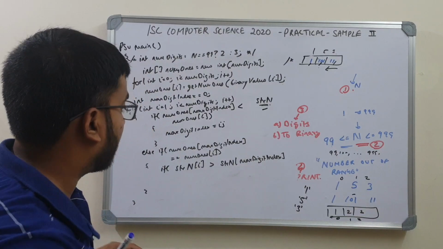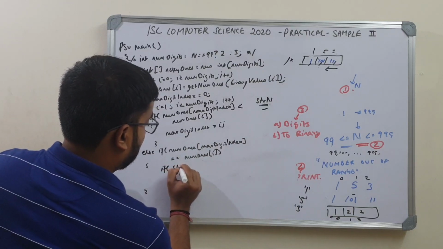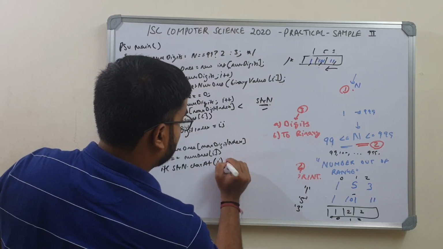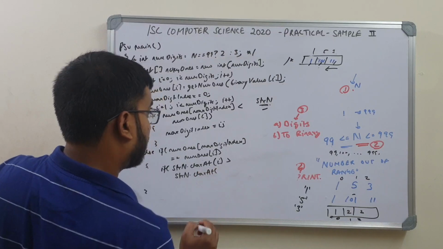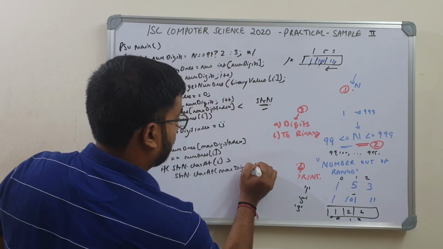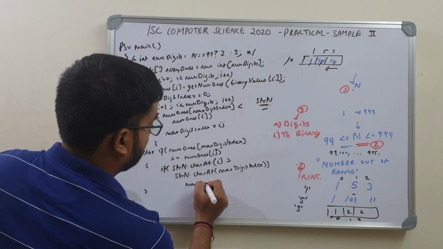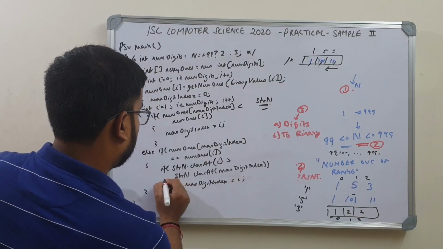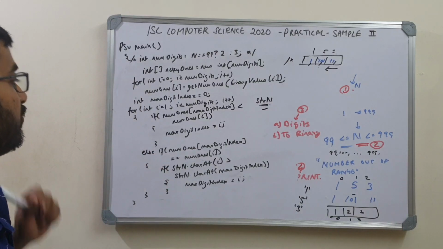Oh, str n dot char at, so this is not an array, sorry for that. So if str n dot character at I is greater than str n dot char at max digit index, okay, then in that case you set max digit index equals to I. Okay, this is an if condition, else if closes and for loop closes.